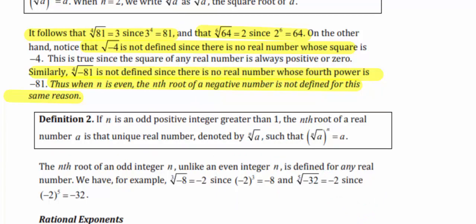So if we look at the next sentence here, notice we have the cube root of negative 8, and that equals negative 2, because negative 2 times negative 2 times negative 2 does equal negative 8. Like the fifth root of negative 32 is negative 2. So again, negative 2 multiplied by itself 5 times will give us negative 32. So even roots, if there's a negative, no real solution. Odd roots, if there's a negative underneath the radical, you can solve them.